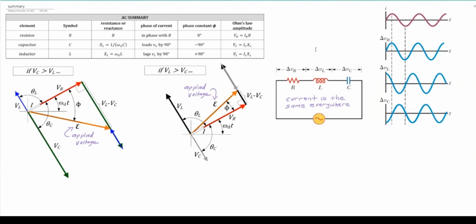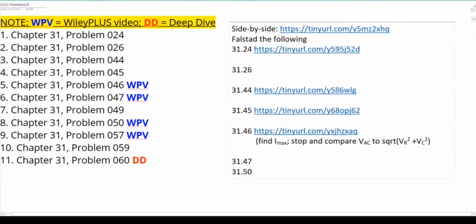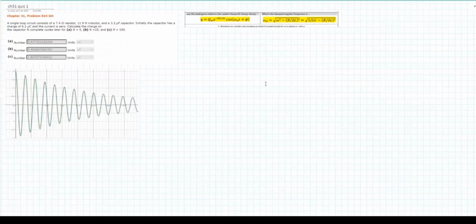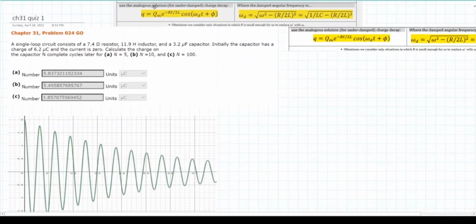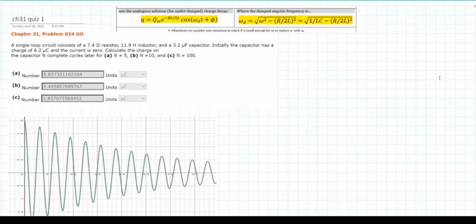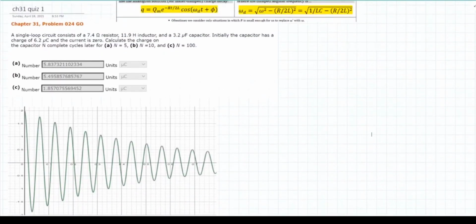It should be Wiley Plus Chapter 31, Quiz 1, if I'm thinking correctly. Chapter 31, Quiz 1 in Wiley Plus. This is our first Chapter 31 problem. So let's just dive into it. All right. We actually have our very first RLC circuit.